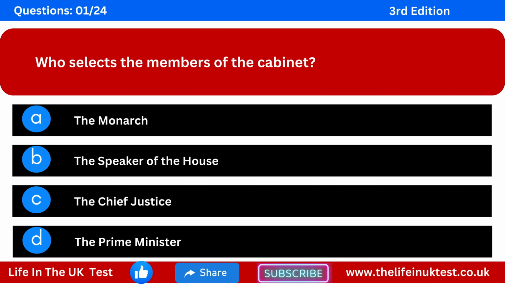Who selects the members of the cabinet? Option A, the monarch. Option B, the Speaker of the House. Option C, the Chief Justice. Option D, the Prime Minister.